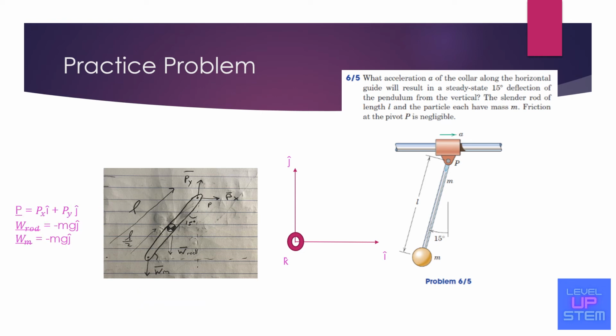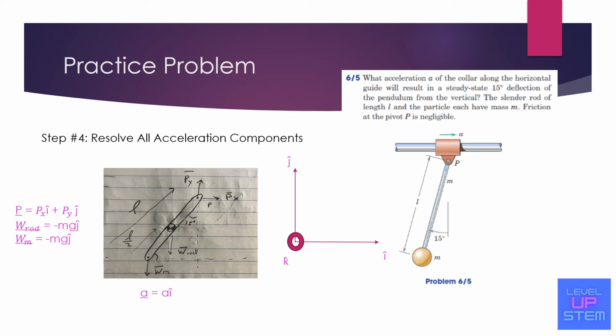For step number 4, we're going to resolve all acceleration components. We're given in this diagram that A is moving right, it looks like in the positive i hat direction. So that's exactly what we're going to write here: the acceleration equals A in the i hat direction.